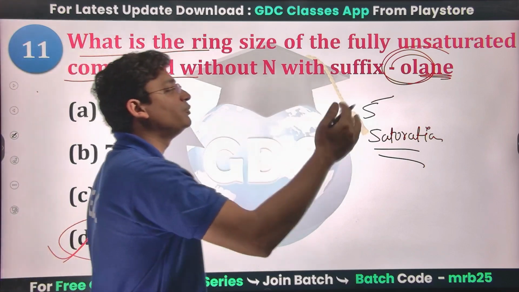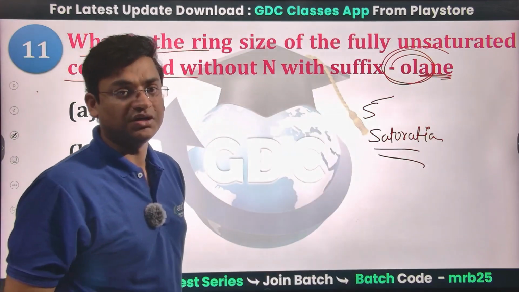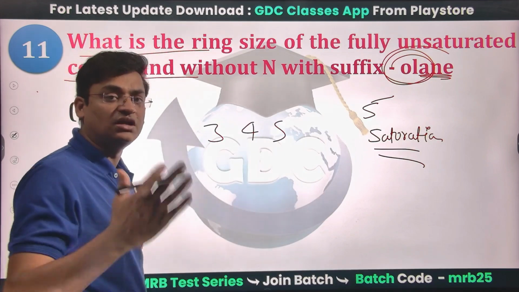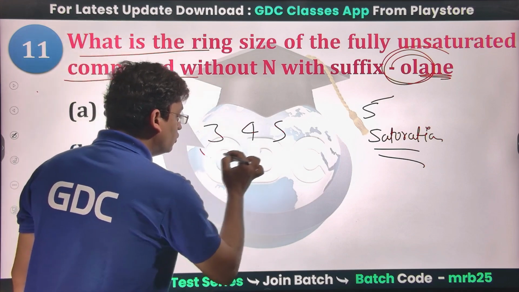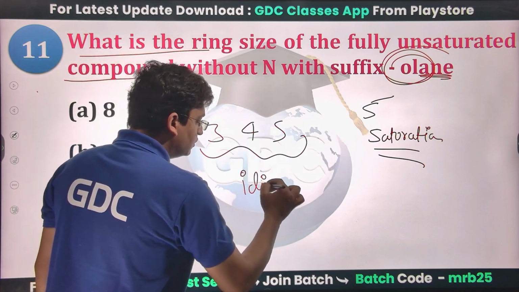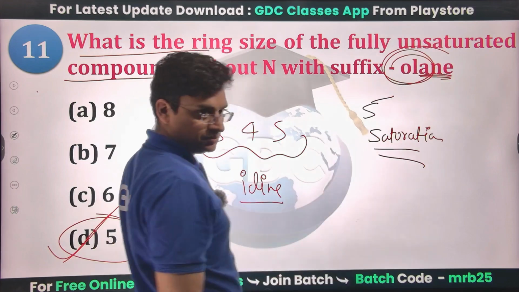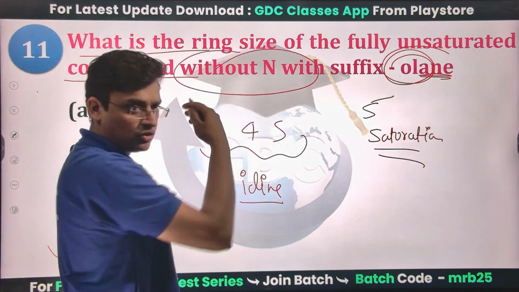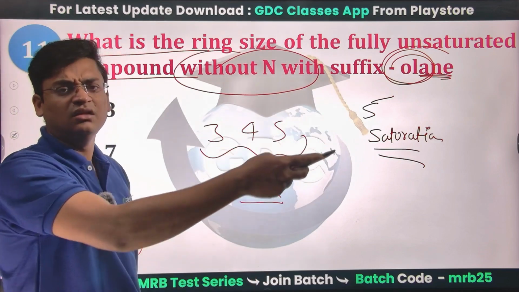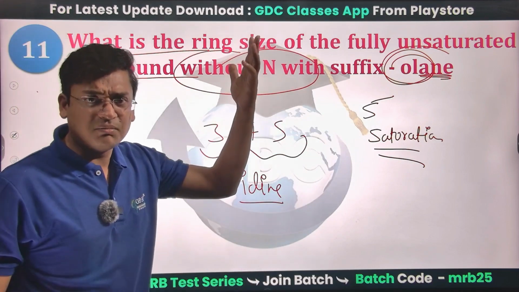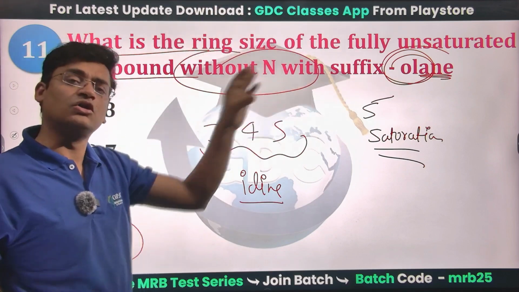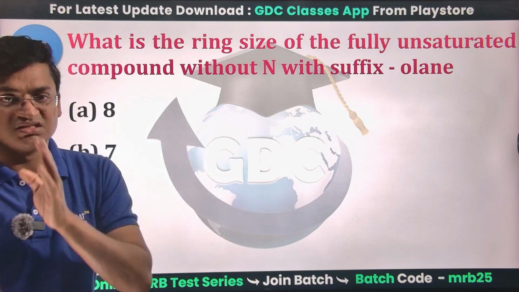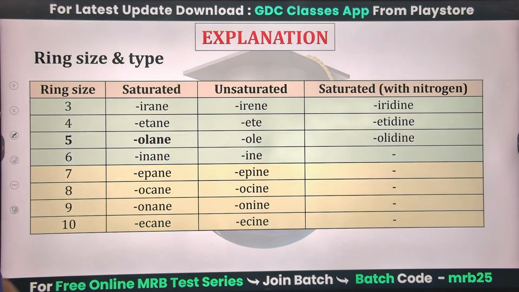Suppose it has nitrogen and is saturated. For nitrogen-containing 3, 4, 5-membered saturated rings, the endings will be iridine, etidine and olidine. So it should have olidine, but it doesn't have olidine, so it is only the case without nitrogen. Whether it is olidine or not doesn't matter here. Even if it was olidine, it would also be a 5-membered ring, since OL presents the ring size. OL is used for the 5-membered ring size.